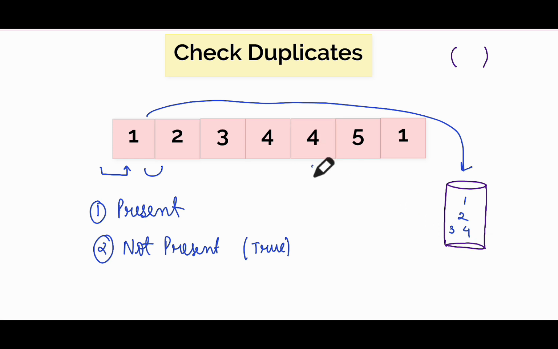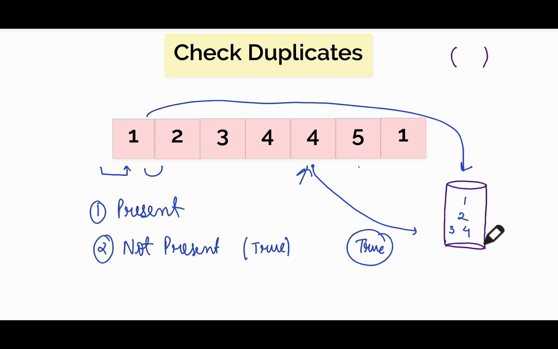Now let's see, the interesting part starts from here. 4 is already present, so when we try to put it here, it will see that 4 is already present. It will generate a flag that I cannot put this here because 4 is already present, and it will generate a flag of true, meaning 4 is a duplicate. So what is the criteria for identifying a duplicate? Whenever we see that a number is already present in this set, it means it's a duplicate.